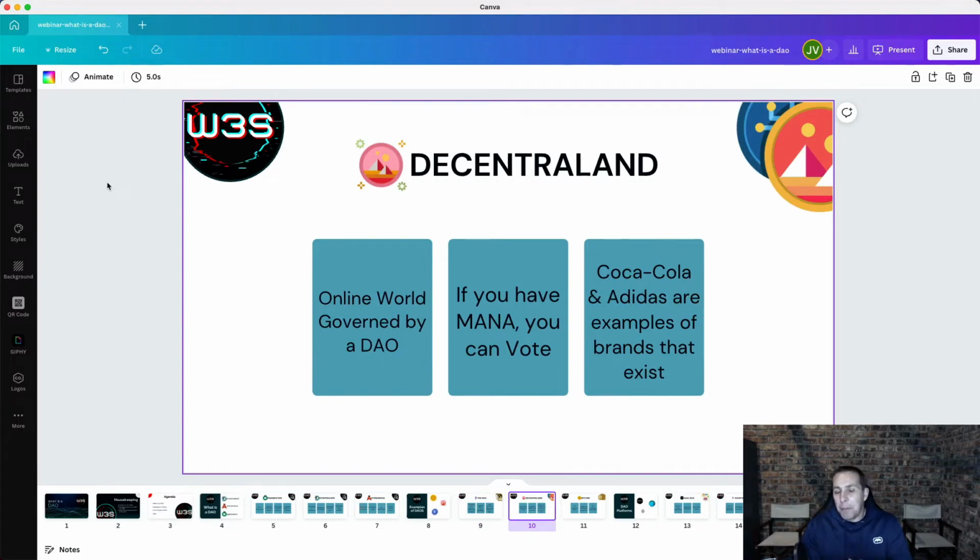Decentraland, what a lot of people know as one of the really awesome play-to-earn decentralized games on the blockchain at the moment.